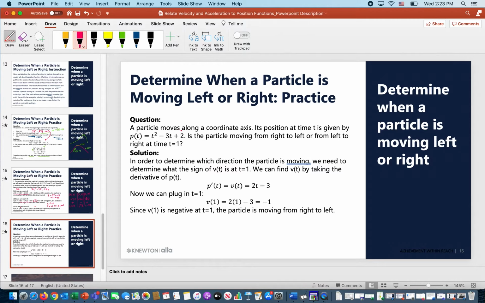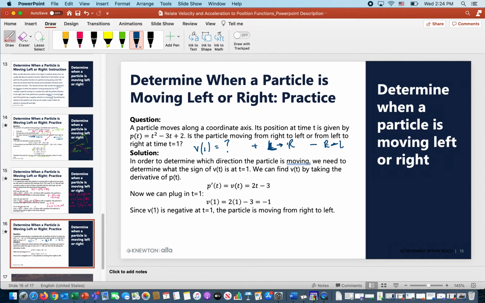One more question here. A particle moves along a coordinate axis. Its position is given by P of t. Is the particle moving from right to left or left to right at time equal 1? Again, just interpreting what our question is asking. And so what I really want to know is, what is the velocity at time equal 1, right? If it's positive, we're moving left to right. And if it's negative, we're moving right to left.